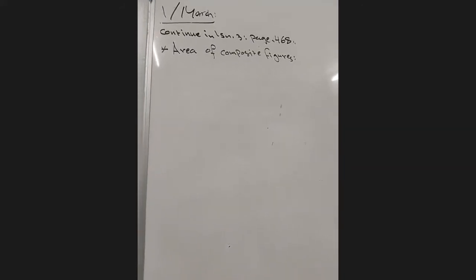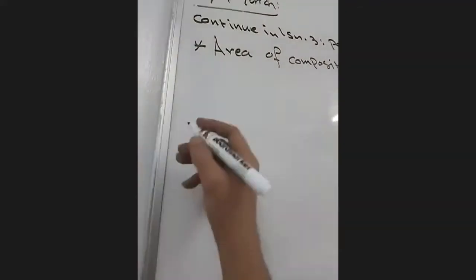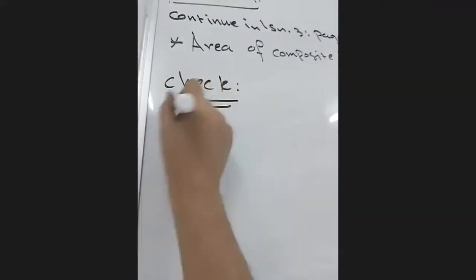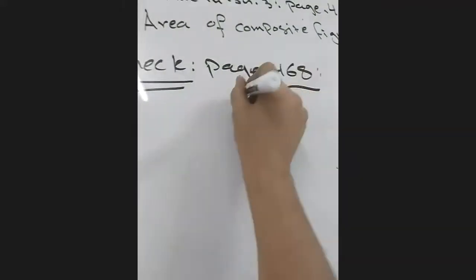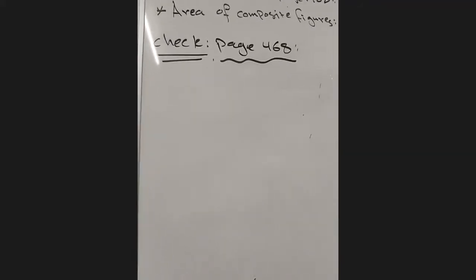Yesterday we did example 1. Today we'll go directly to the check after example 1, which is on page 468. We have the check, guys, and we will find the area of that composite figure there. So let's see the check together here.